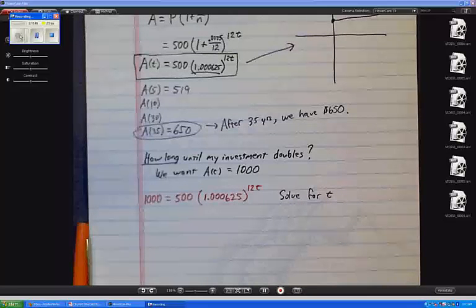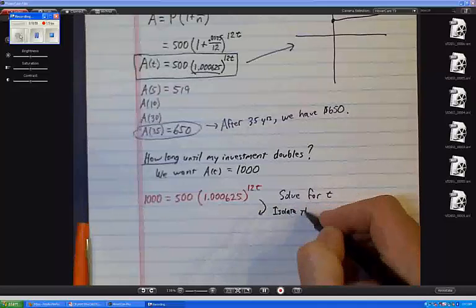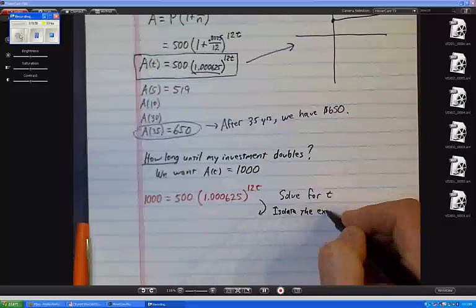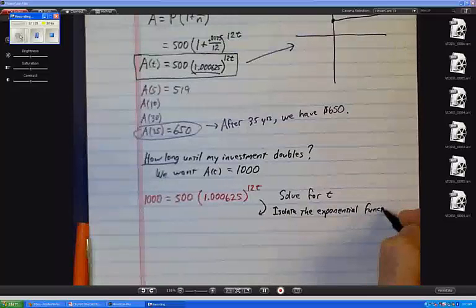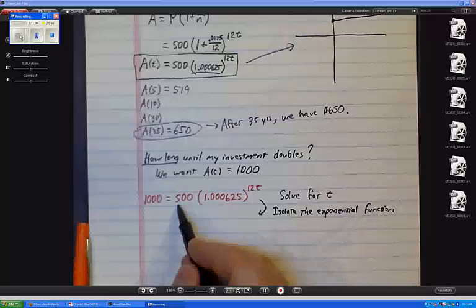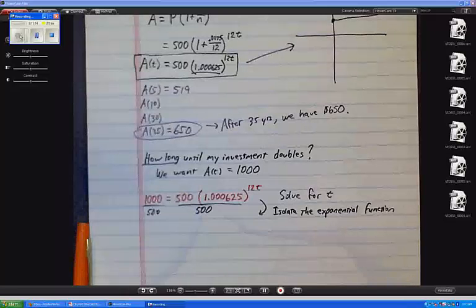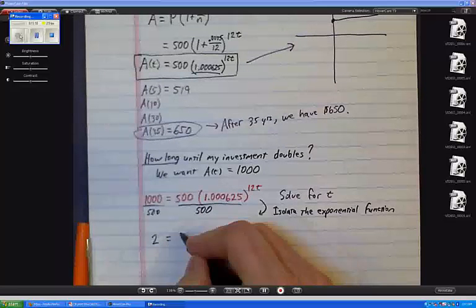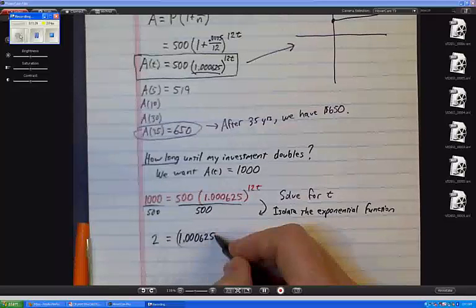So what's the first step? Well, the first step always is to isolate the exponential function. Do you know what I have to do to this equation to both sides to get the exponential piece by itself? Right, we want to divide both sides by 500. And so I get 2 equals 1.000625 to the 12t.